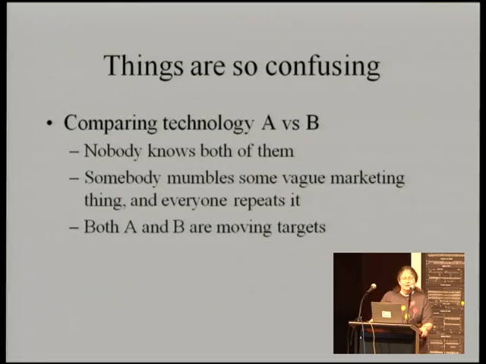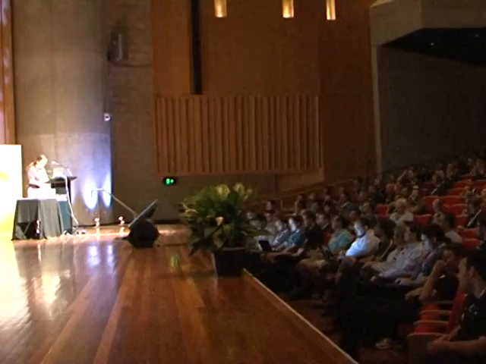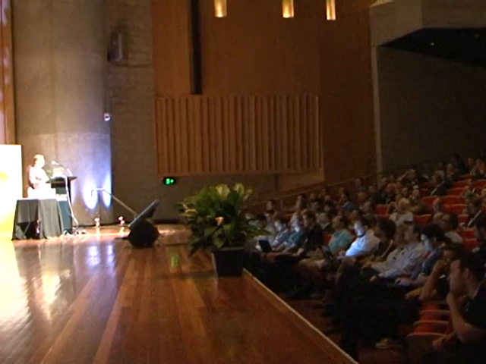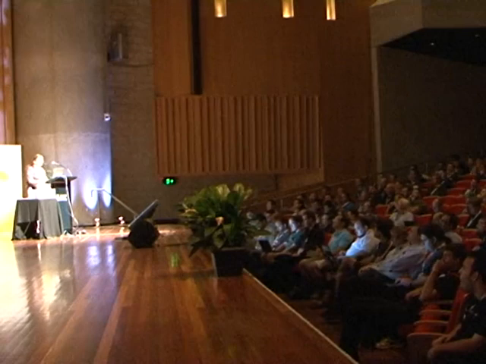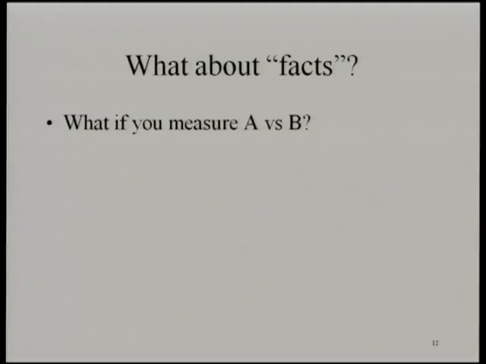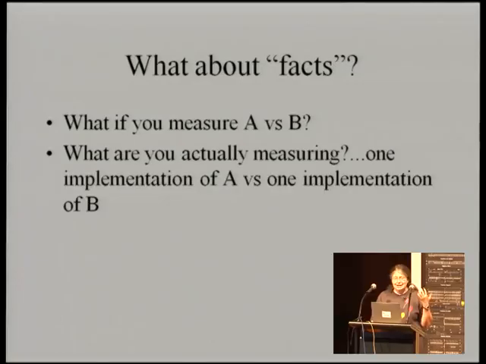So if you discover things that are better about B, and you tell the A people, actually it works better in these cases, and it's more scalable, no problem. They steal the ideas, and so you have 2 moving targets. So what about facts? What if you actually measure A versus B? That sounds really scientific. But the problem is, what are you actually measuring? You're measuring one implementation of A versus one implementation of B.